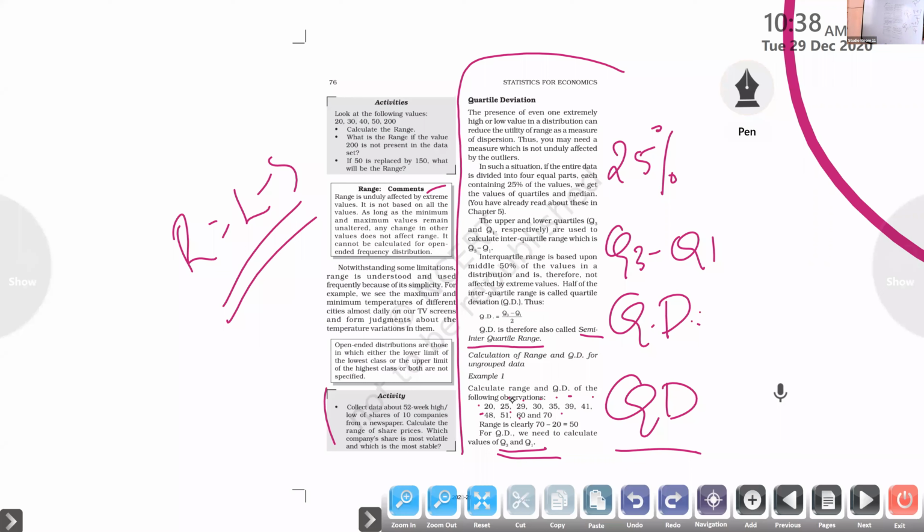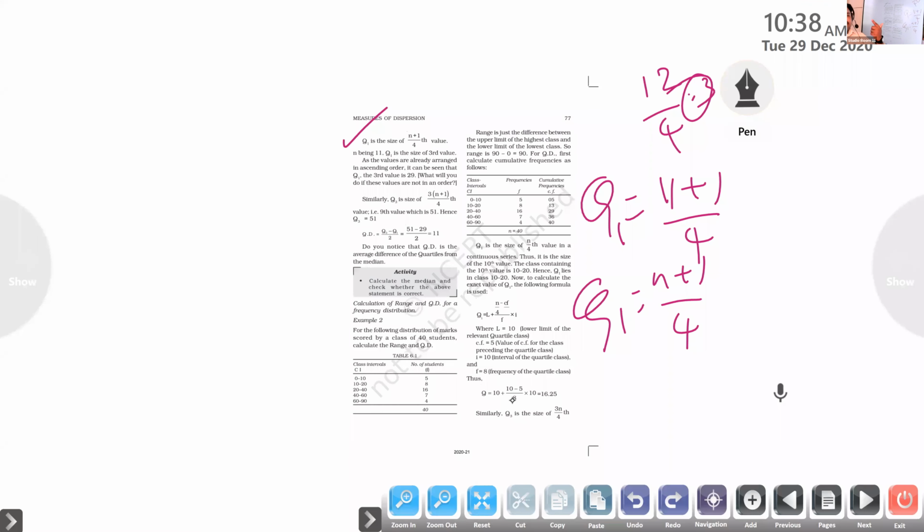The values are already arranged in ascending order. If it is not so, it is our responsibility to arrange the data in ascending order. So Q1 is the size of the third value, that is 29. What will we do if the values are not in order? We rearrange them in ascending order, and only then is the answer correct.